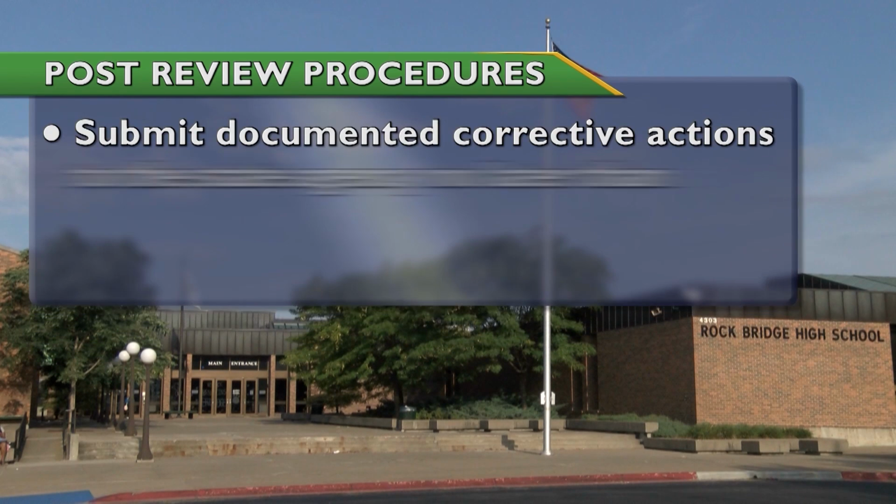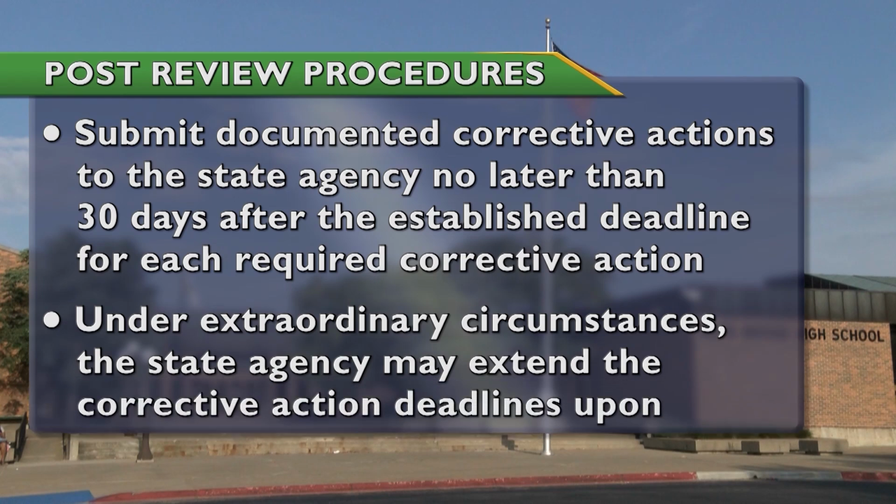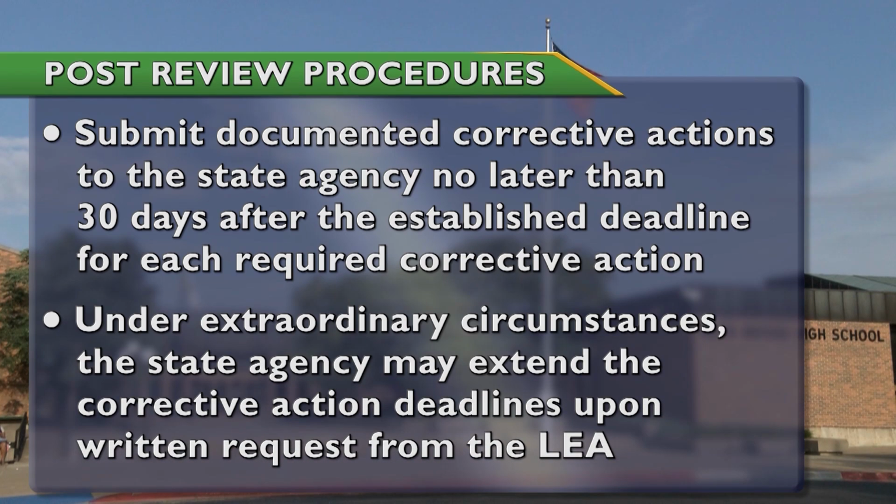The LEA must submit documented corrective action to the state agency no later than 30 days after the established deadline for completion of each required corrective action. If the LEA is unable to complete the required corrective action within the specified deadlines, under extraordinary circumstances, the state agency may extend the deadlines upon written request from the LEA.